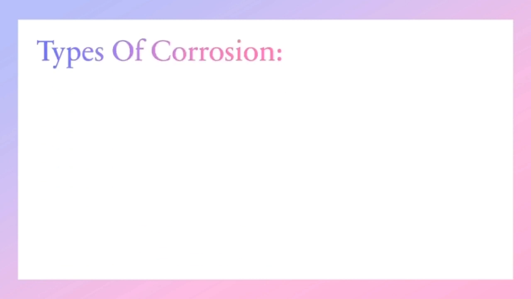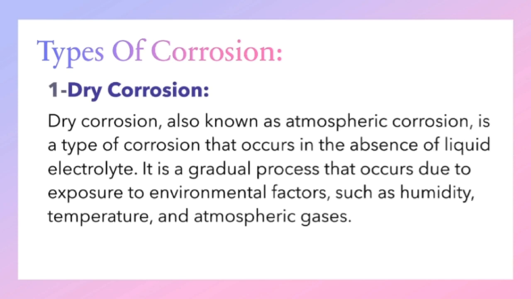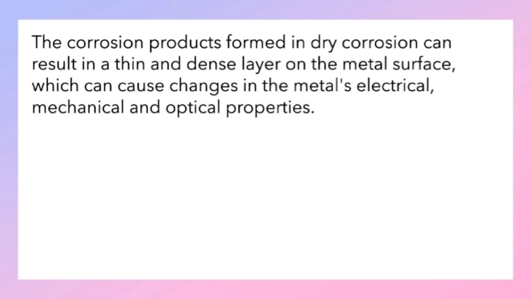So next we will discuss its types. The first type is dry corrosion. Dry corrosion, also known as atmospheric corrosion, is a type of corrosion that occurs in the absence of liquid electrolyte. By name, it also indicates that it is dry corrosion, so it takes place in the absence of any liquid electrolyte. It is a gradual process that occurs due to exposure to environmental factors such as humidity, etc.